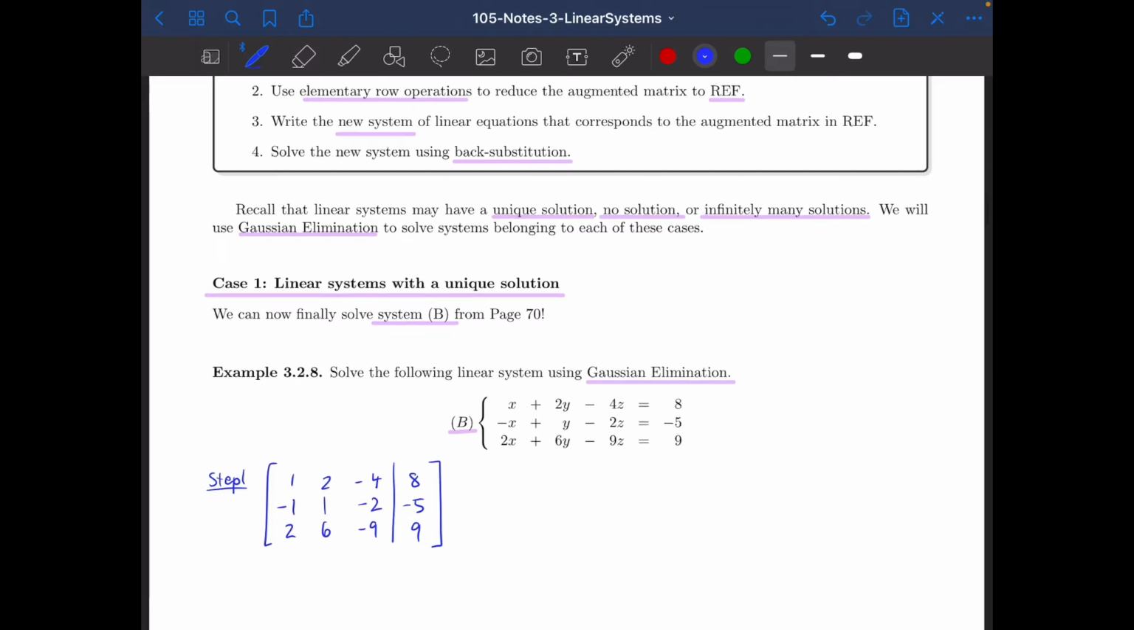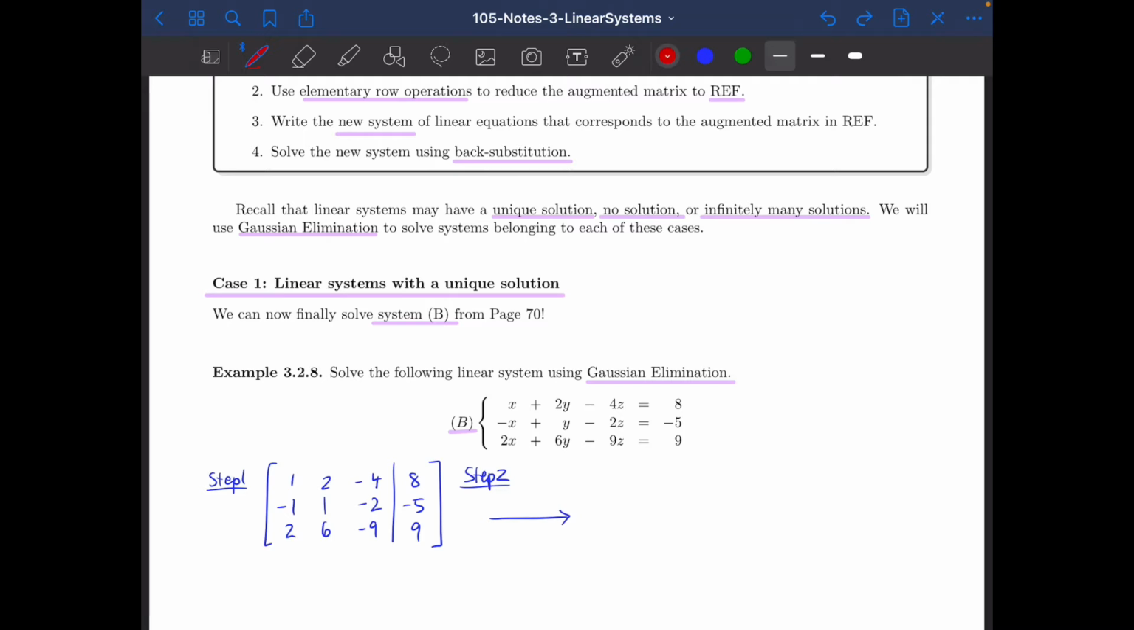Step 2 is to use elementary row operations to reduce the augmented matrix to row echelon form. Now this augmented matrix is not in row echelon form. We have a bit of work to do. We want to transform it into an augmented matrix that is in row echelon form using elementary row operations. Now we know that we need at least these 3 entries in the bottom left corner to be 0 in order for an augmented matrix of this size to be in row echelon form.